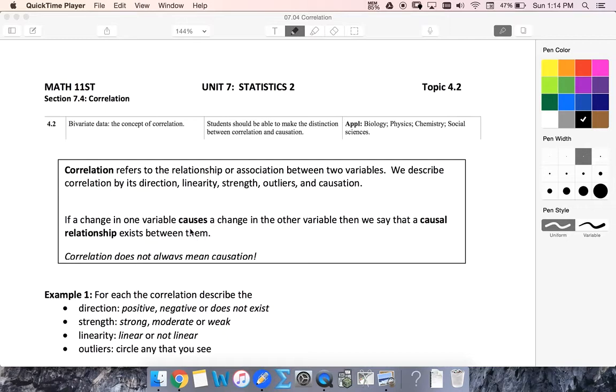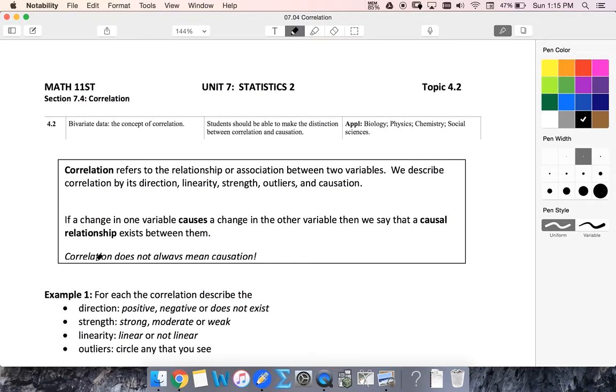So just because there's a relationship doesn't mean that one variable causes a change in the other. But if one variable causes a change, we call it a causal relationship, or we say that there's causation. But correlation does not mean causation. However, the other way, causation would mean correlation.